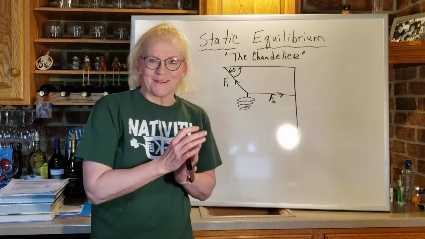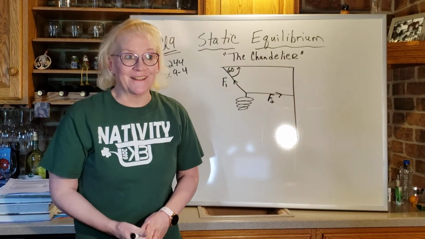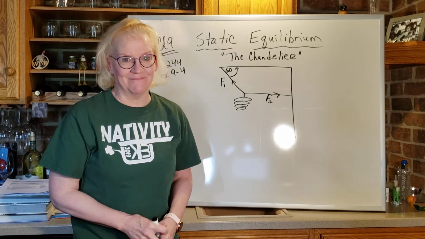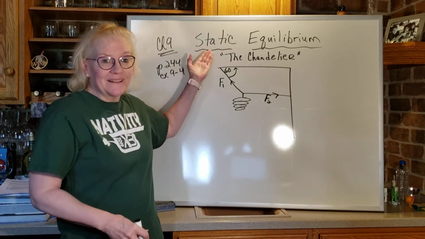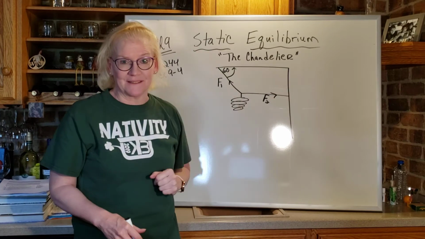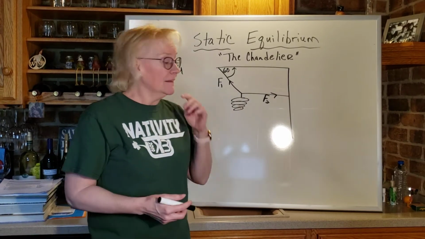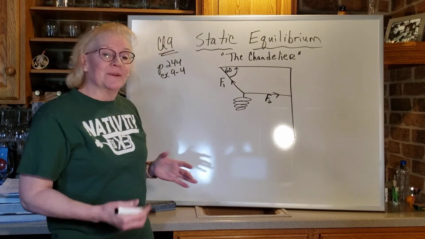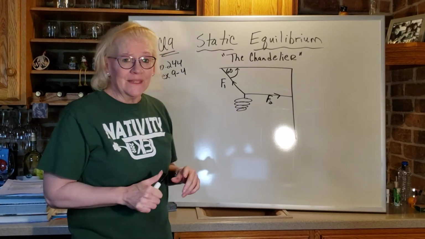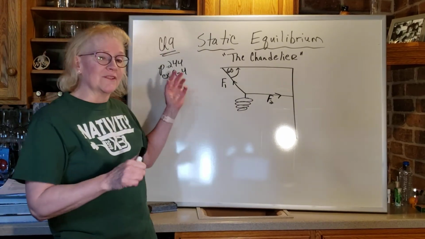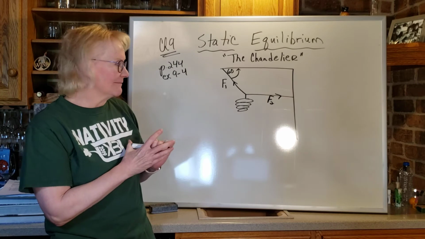This is Mrs. Challenger, and we're going to start chapter 9 today, static equilibrium. Static means things that aren't moving. Equilibrium means the forces are balanced, so things that are not moving. So the first problem we're going to do is called the chandelier. It is found on page 244 of your textbook, if you so happen to have it.